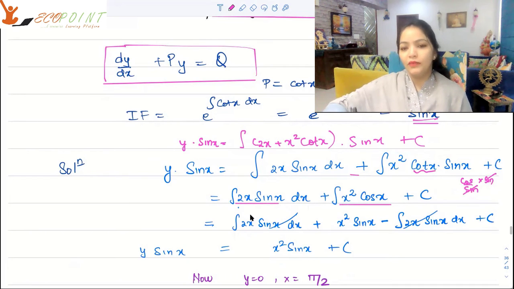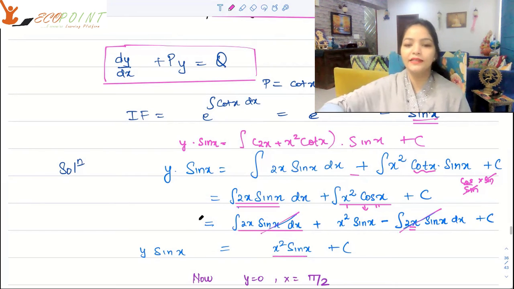There's another way: keep this integral like this and use integration by parts on x square cos x. So this will give you x square sine x minus integral 2x sine x dx. You remember the rule: first as it is, integral of the second, minus integral of the derivative of the first into integral of the second, plus c. So this and this expression are the same, and hence this cancels off. You're just left with x square sine x.